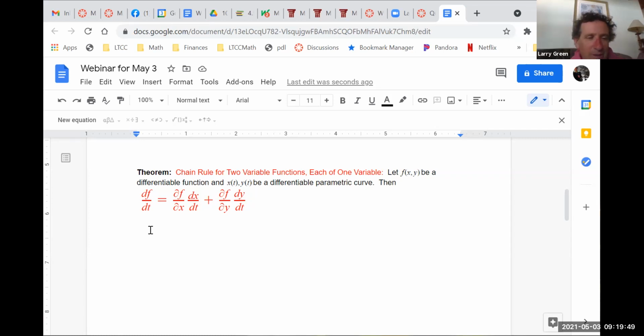But you're also welcome to just memorize this theorem. Okay, it's not that hard to remember. It just says if you want to take df over dt, you do kind of what you would expect with the x one. You do what you expect with the y one as a chain rule, and then add them. Any questions on this?